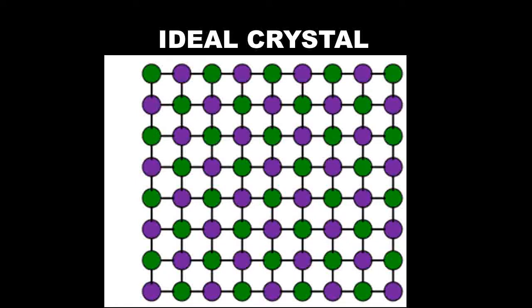In this video, I shall be discussing imperfections in solids. Let us first know what an ideal crystal is. Any ionic crystal which has the same unit cell containing the same lattice points throughout the whole crystal is known as an ideal crystal.